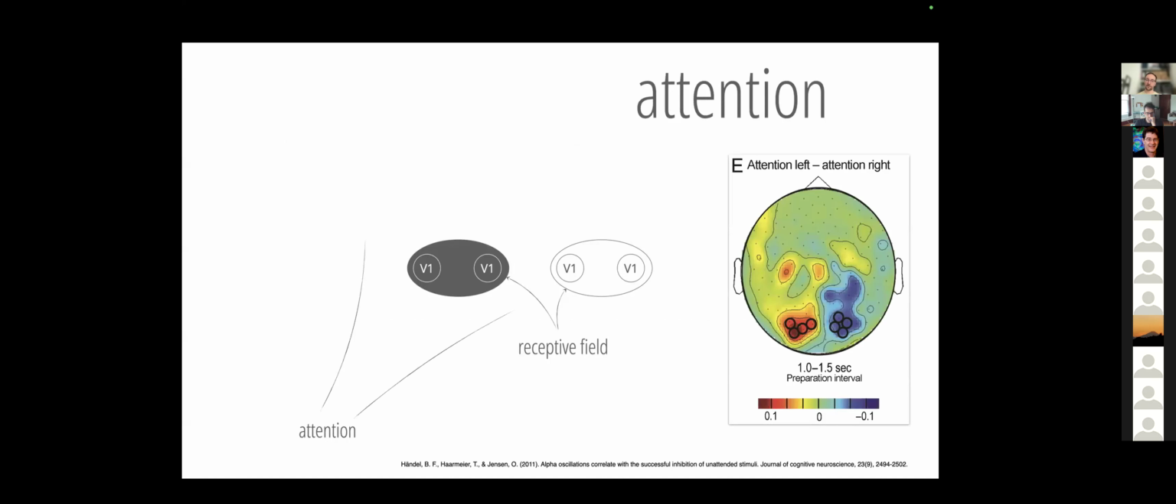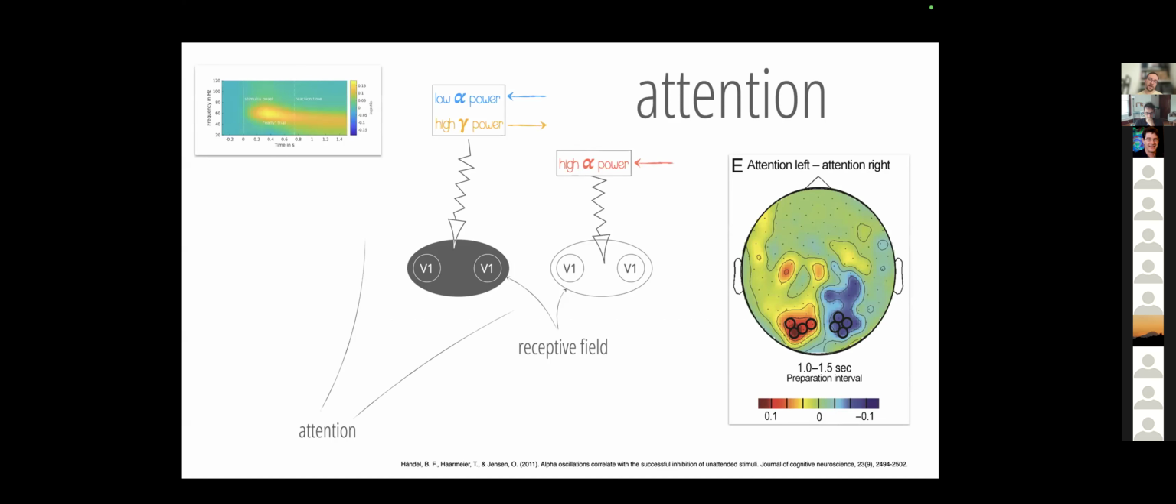So just to get you on the same page with our theoretical perspective, imagine you have two receptive fields in V1, and one receptive field is attended to, and the other is not, similar to those studies that I presented before. Then you would assume that in the receptive field you pay attention to, you have reduced alpha power and high gamma power due to the feature processing ongoing in this receptive field. And in the unattended receptive field, you would have high alpha power, basically suppressing activity in this receptive field.